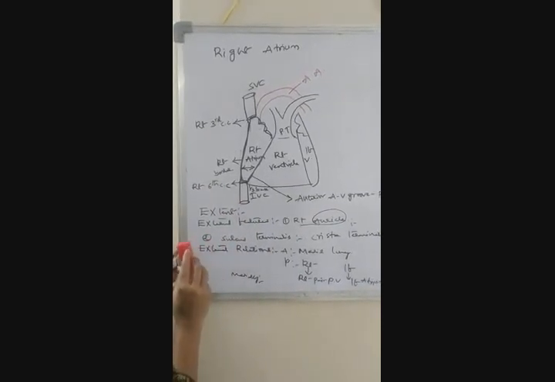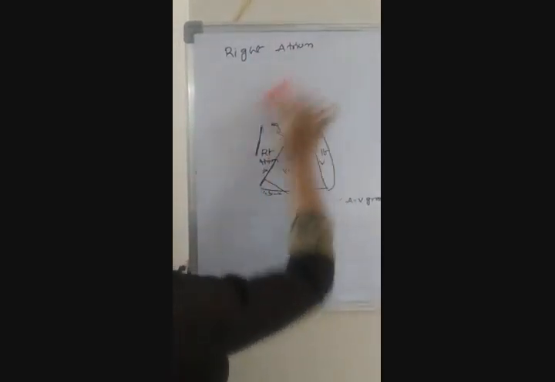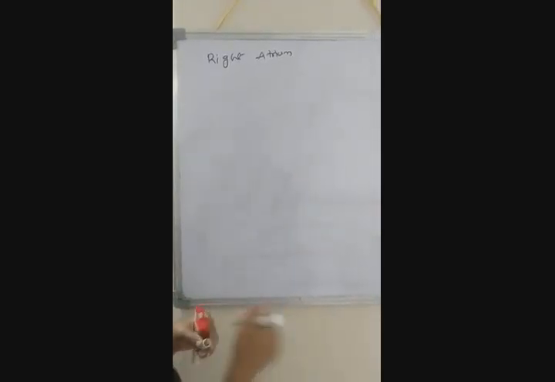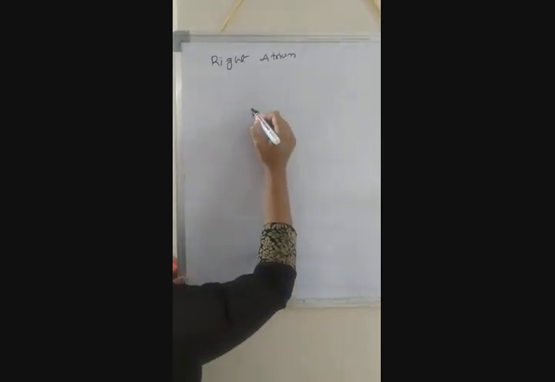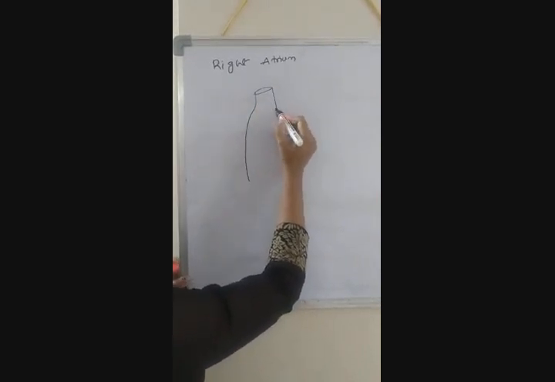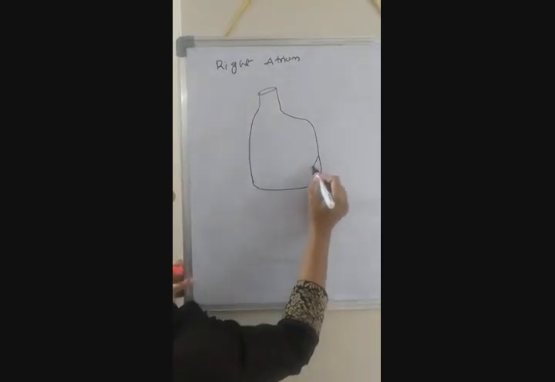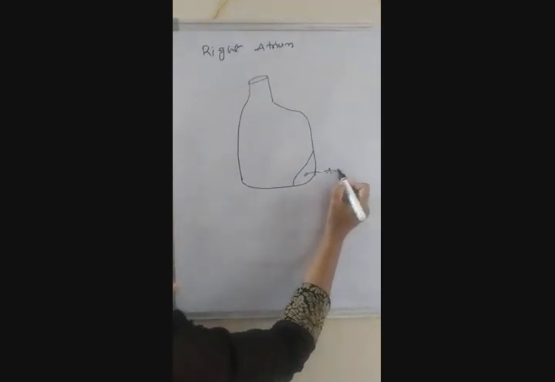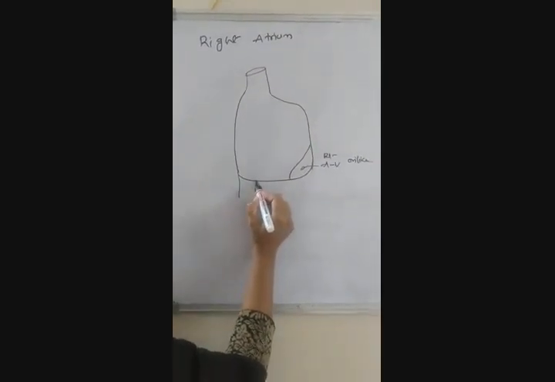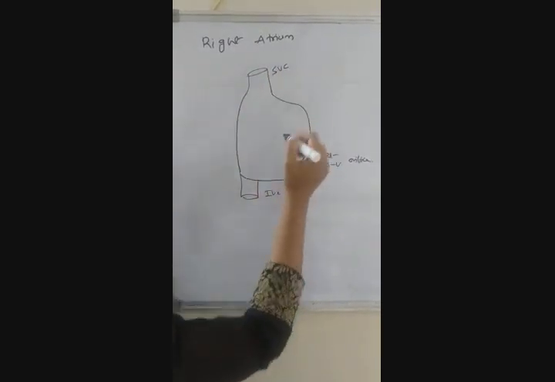Next, coming to the internal features of this right atrium. If you cut the right atrium, you will get the picture like this. This is the right AV orifice. Here we will have the opening of the inferior vena cava, superior vena cava orifice.